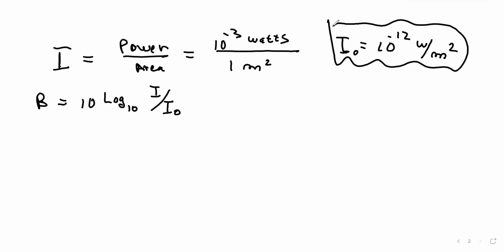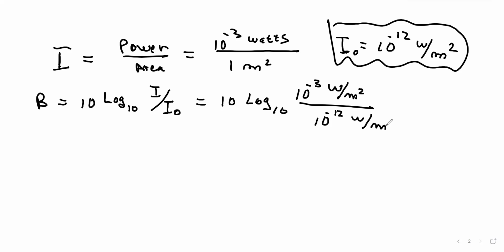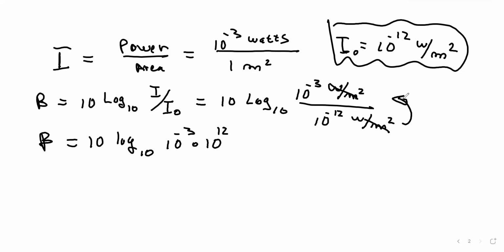So in our case, this is going to be equal to 10 logarithm base 10 of 10 to the minus 3 watts over meter square divided by our intensity of reference, which is intensity sub naught. It's going to be 10 to the minus 12 watt over meter square. And you're going to cancel your units, of course. So the intensity of your sound is going to be 10 times logarithm base 10 of 10 to the minus 3 times 10 to the 12, because this minus 12 goes upstairs, but the exponent goes positive.